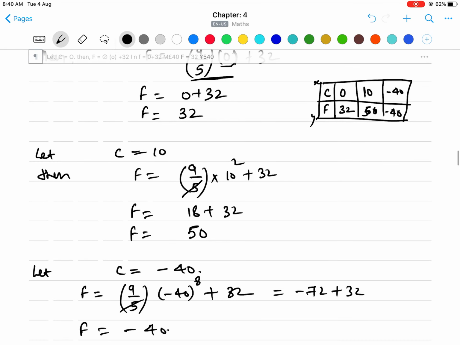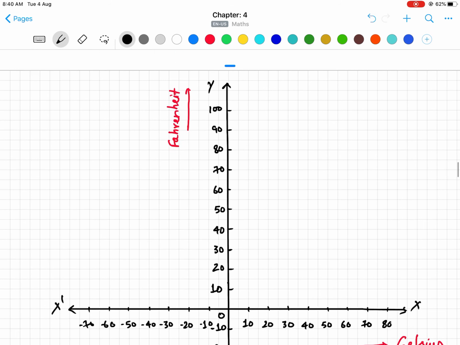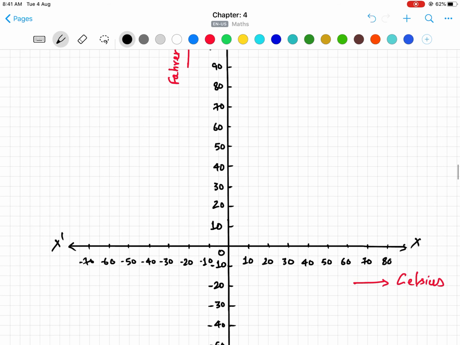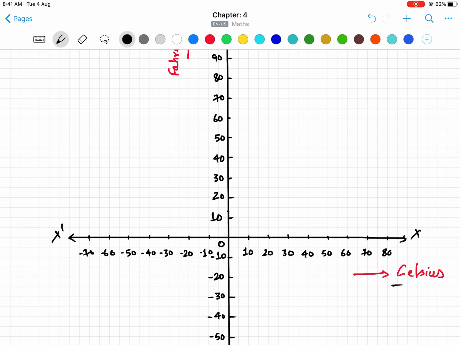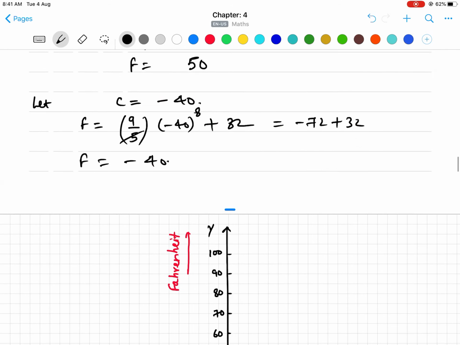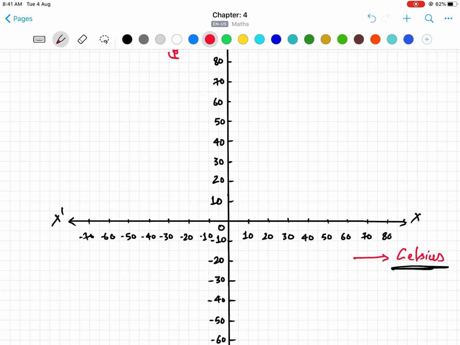So we got the three solutions of this equation. First one is C 0, F 32; C 10, F 50; and C minus 40, and F is also minus 40. Now we will represent these points on the graph paper. I have drawn the axes here. First point is C is 0 and F is 32. On this axis you can see the x-axis representing the Celsius and the y-axis representing the Fahrenheit. So first is C 0, F 32. C 0 will be here, F 32 will be somewhere here.